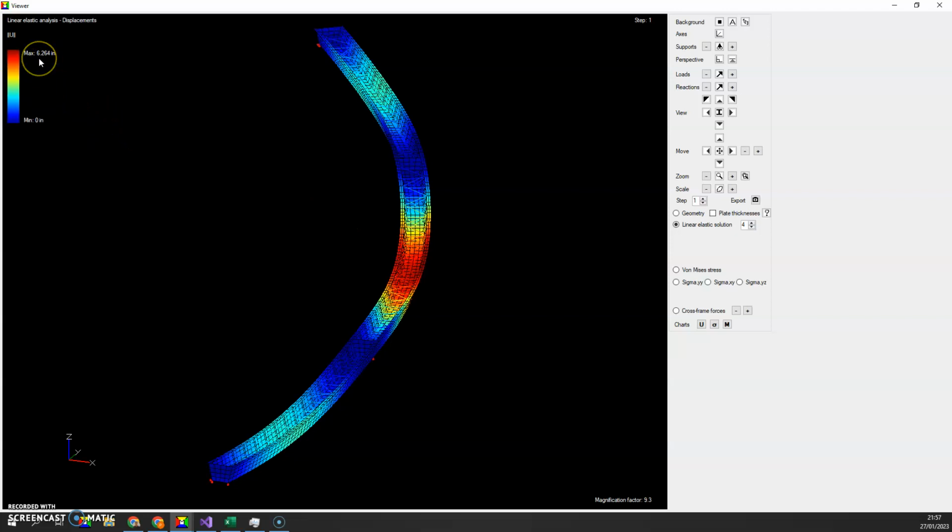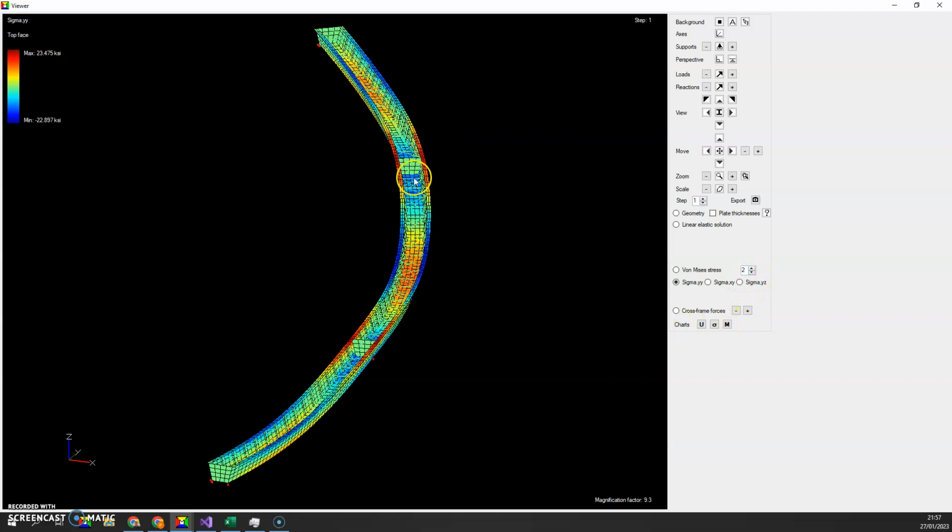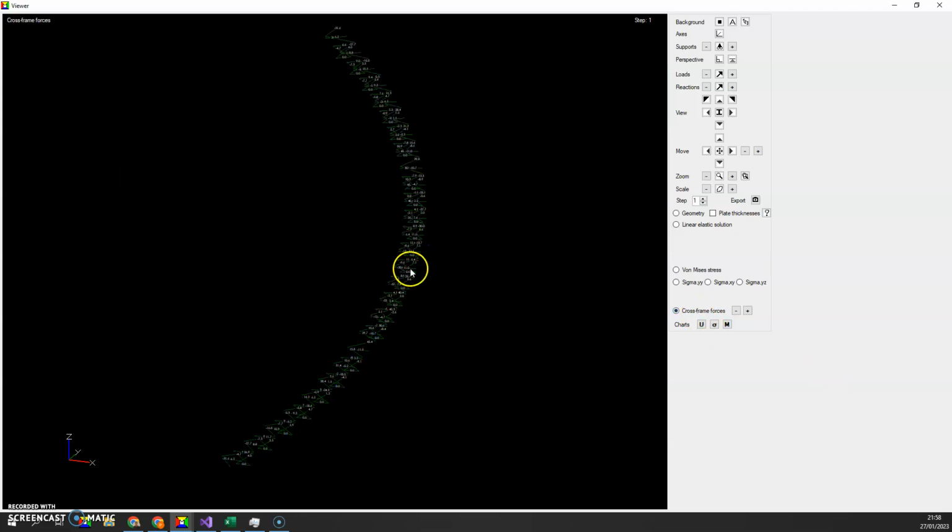The maximum displacement is equal to about 6.3 inches at midspan. Of course, we can look at the sigma YY stress. Let's look at the stresses on the top face. We can see we have a maximum tension of about 23 KSI and a maximum compression of also about 23 KSI. We can look at the cross frames visually here, but it's kind of hard to read. Okay, we may want to zoom in, etc., but it's kind of hard to read.